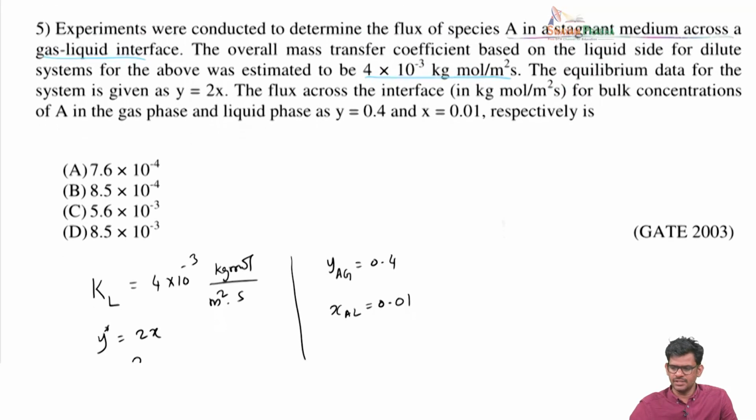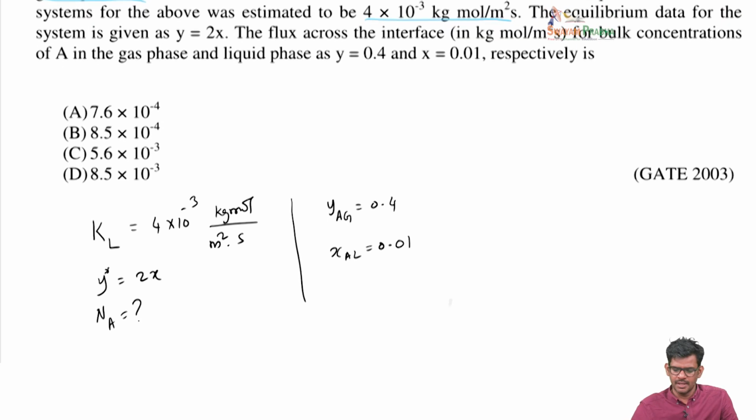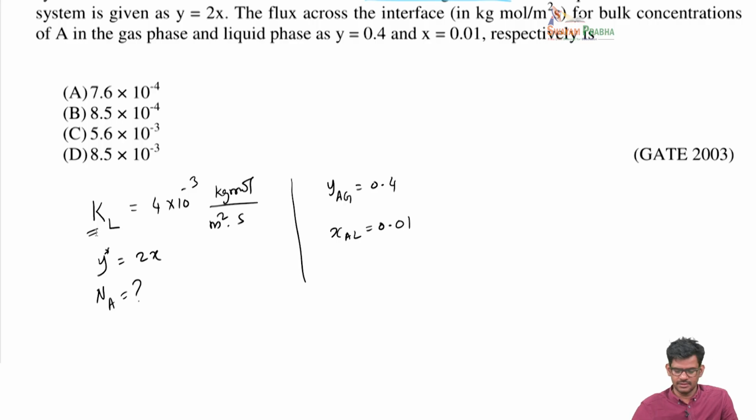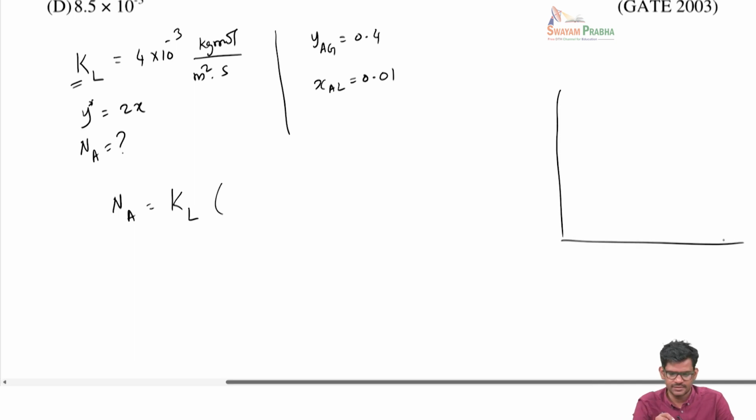So it is A diffusing in a stagnant medium, meaning it's A diffusing through non-diffusing B, and then the overall coefficient is given, YAG, XAL is all given. So we have to basically write Na is equal to, we are going to use the overall coefficient, and what would be the driving force? So recall that I have this equilibrium line and I have YAG and XAL, and this is YAI and XAI.